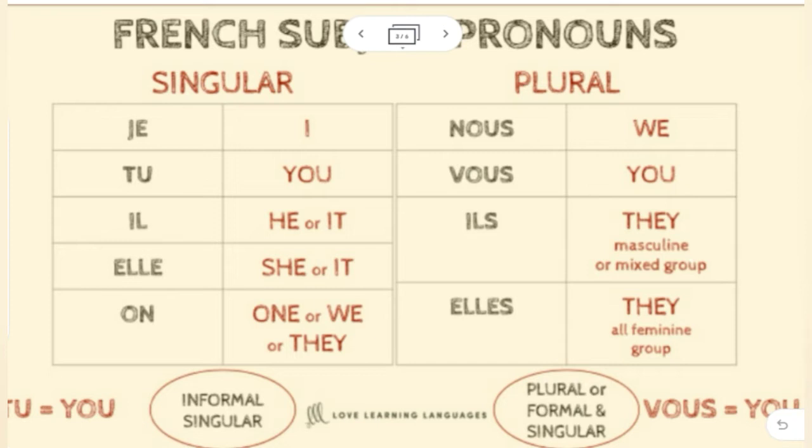And ils is also used when such an example is given, like Rishika and Ruchit are friends. Rishika is a feminine subject and Ruchit is a masculine subject. When such an example comes, we will be using this ils. So that's the reason why they have mentioned masculine or mixed group. So I think this is clear.